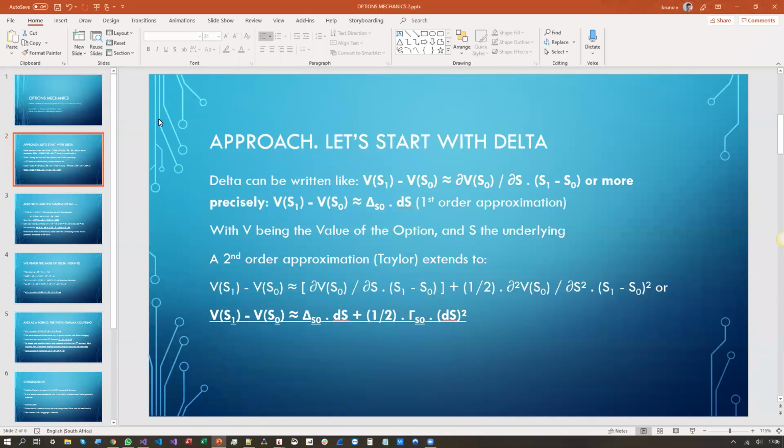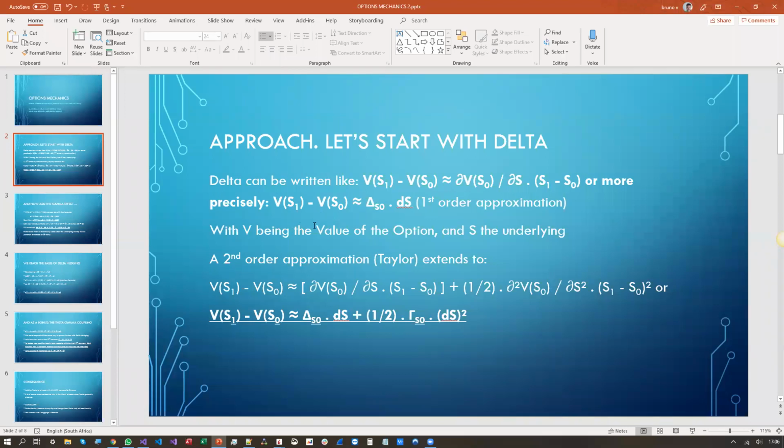Okay, so we start obviously with delta. Delta, the variation of the price of an option, V being the price of an option, is more or less the partial derivative of the option price with respect to the underlying, multiplied by the difference in the underlying. This is a simple gradient, or first degree derivative definition. So it can be written like this: the difference in option price is the delta at S0 multiplied by the variation in the underlying.